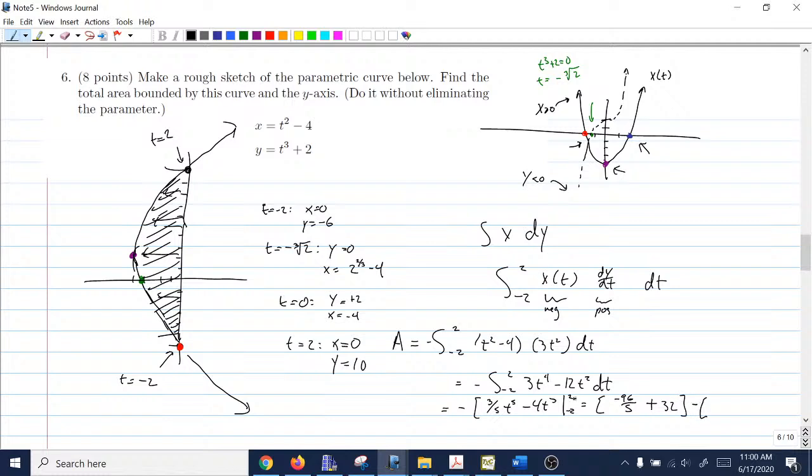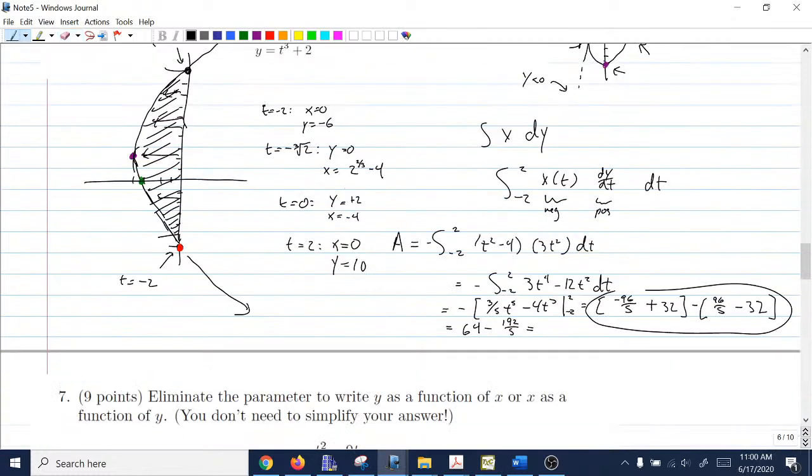Minus, now I'm going to plug in the positive 2, and I get the same numbers but opposited. I get positive 96 over 5. I get negative 32. So I get 64 minus double 96 over 5. Double 96 is 192. It's totally reasonable to stop and put a box around this. I guess I will just stop and put a box around this. You don't need to show me, you can add the fractions.